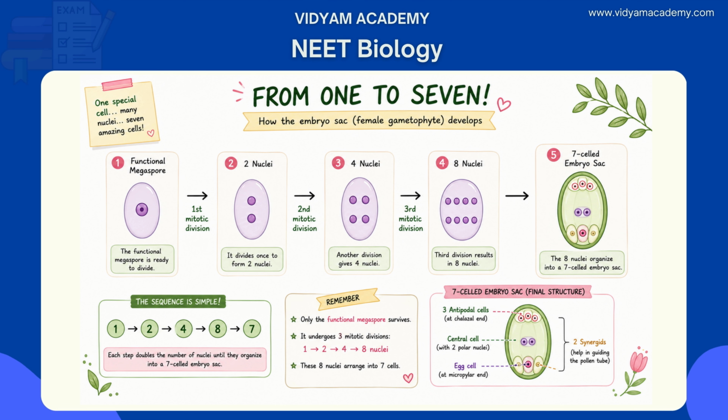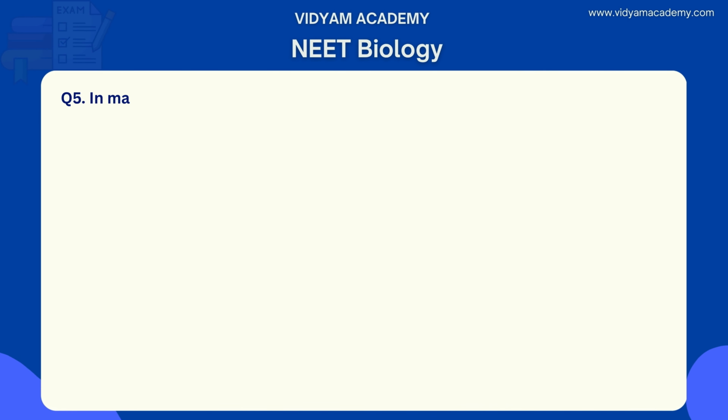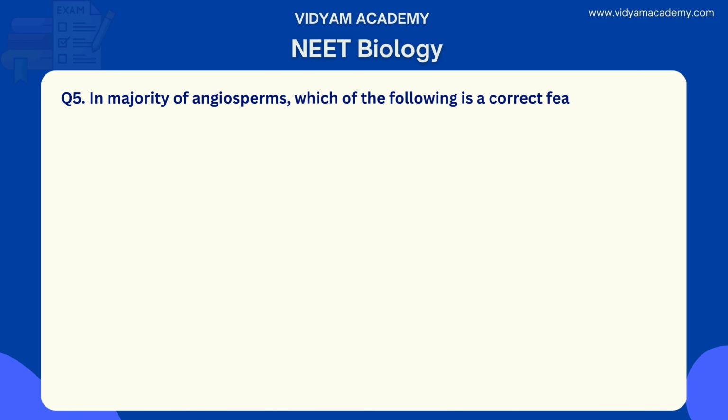The sequence always doubles: 1, 2, 4, 8. So this is the right answer and the explanation. And the next question is question number 5.